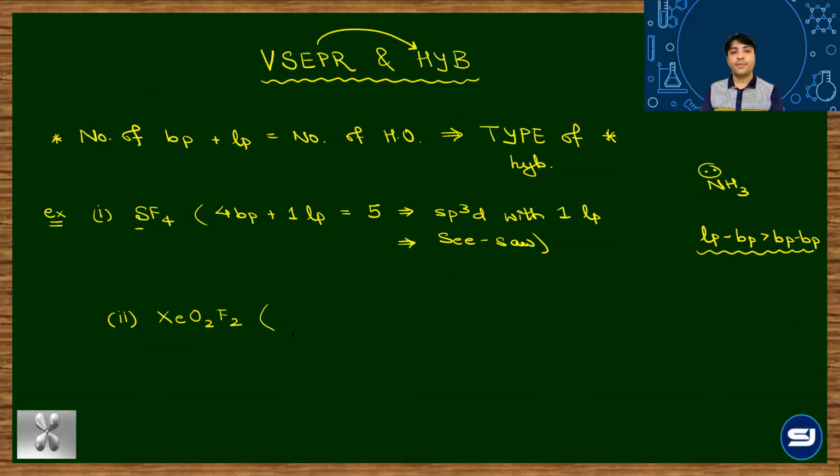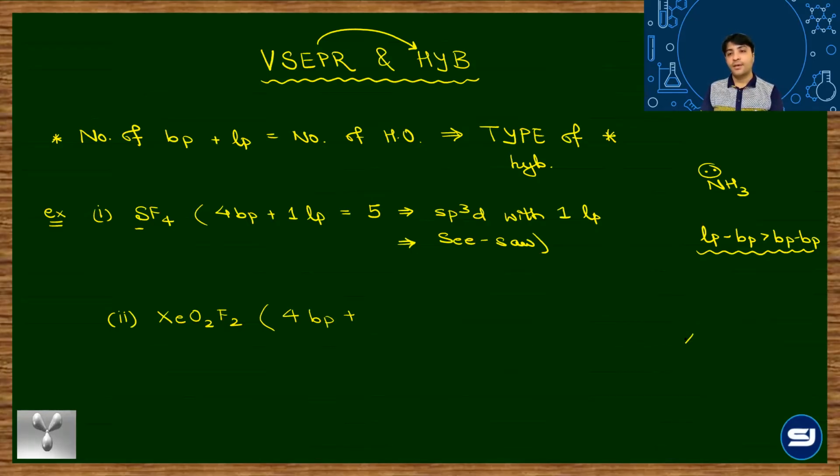Okay. Can you help me with this? How many BPs, how many LPs? 6 BP, 1 LP. 4 BP and 2 LP. Do alag answer mile. 6 BP galat hai because oxygen and xenon would join by a coordinate bond. Double bond. And that double bond would be considered as what in case of VSEPR? Single bond. So there will be two bonds associated with oxygen and two with fluorine. So totally there will be 4 BPs. And how many electrons are gone? 12. 2 LP. 1 LP.